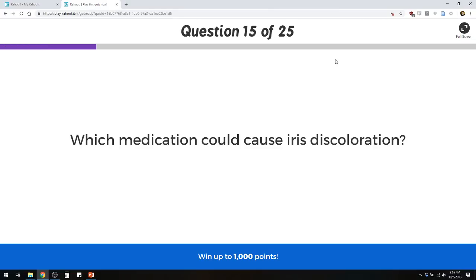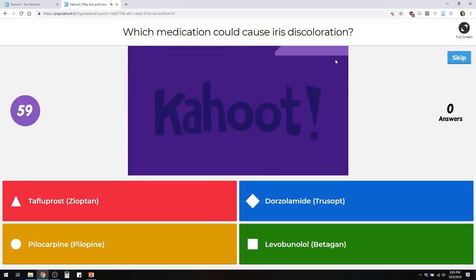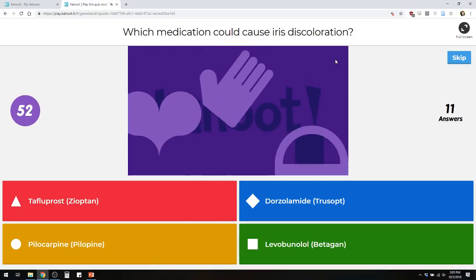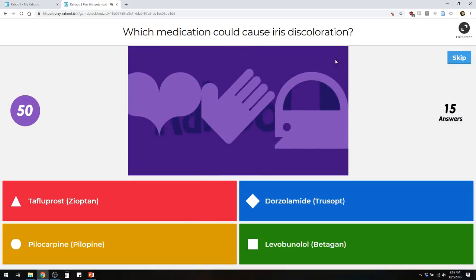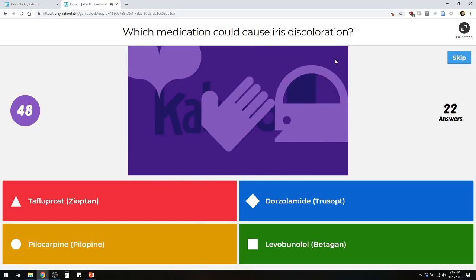Which medication could cause iris discoloration? Maybe if you spilled trypan blue on iris out there, that would cause discoloration, but we're speaking about the ocular iris. So we have tafloprost, dorzolamide, pilocarpine, or levobunolol.